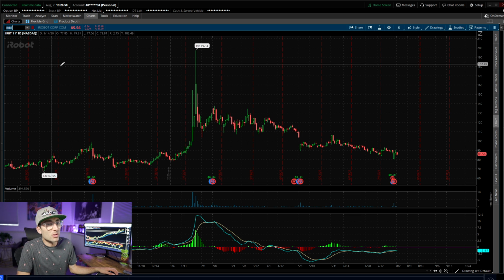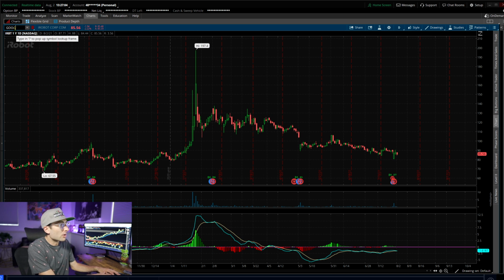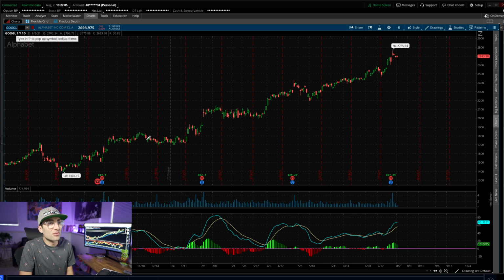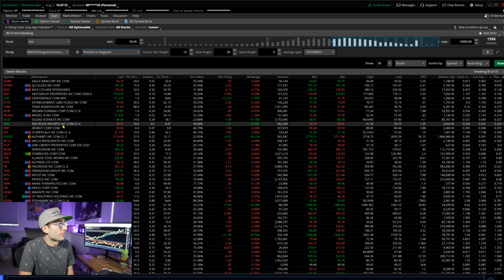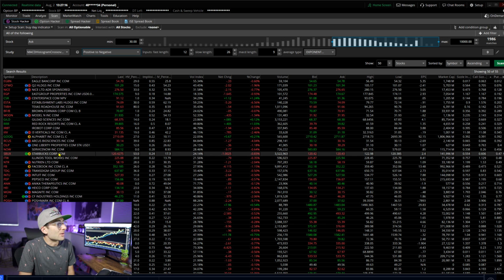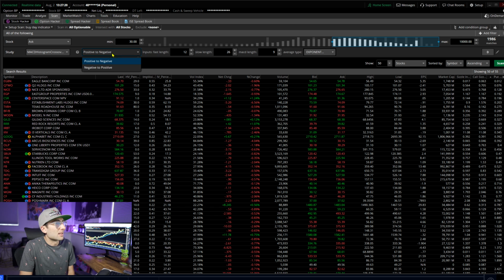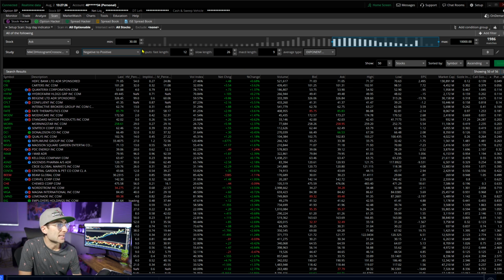A couple other ones were iRobot. That MACD cross is just very flat. I'm looking for one with some direction beforehand. And then we have Google not crossing, so I don't know where that one came from. Just GOOG. And we have Now, ServiceNow, Facebook crossed. Let's just switch over from negative to positive. So these are bullish crosses. We have about 56 today.